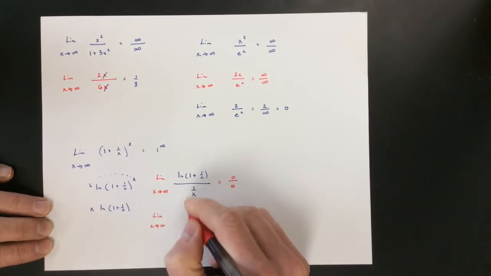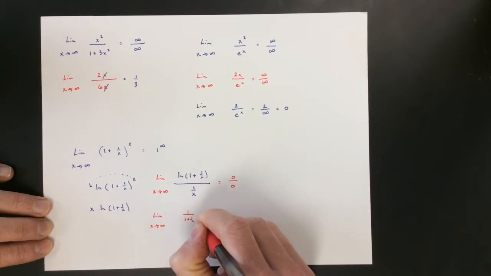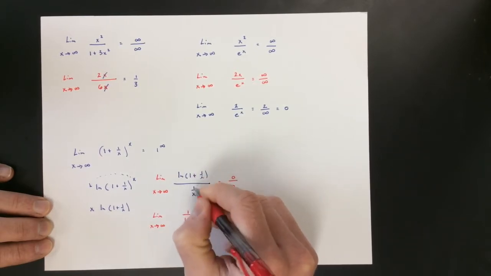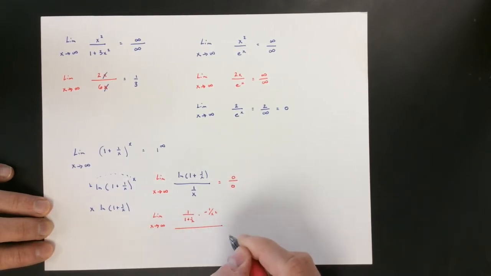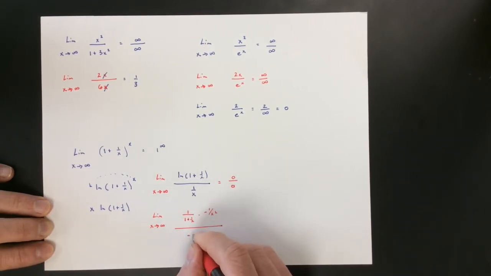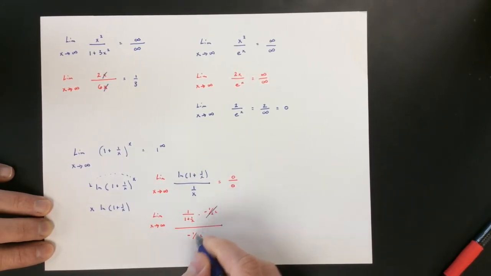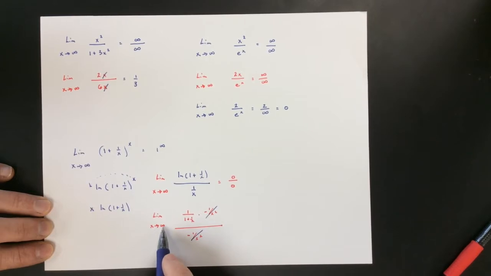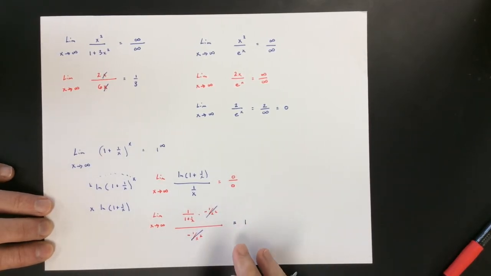The derivative of a logarithm is 1 over u times the derivative of that. The derivative of that is negative 1 over x squared, all over the derivative of the bottom, which is negative 1 over x squared. That's just power rule. These conveniently cancel. And when I plug in infinity, I get 1 over 1 plus 1 over infinity. 1 over infinity is 0. 1 over 1 is just 1. So I get 1. But that's not the answer.